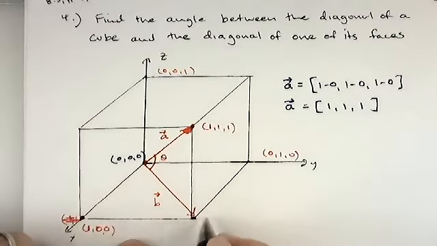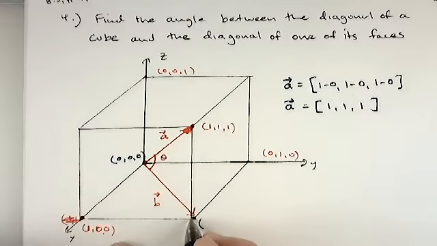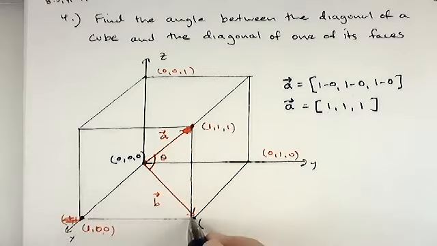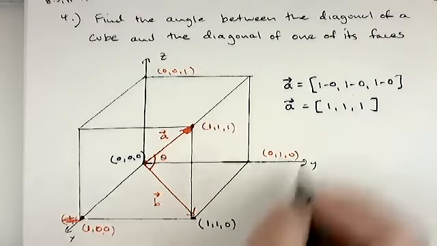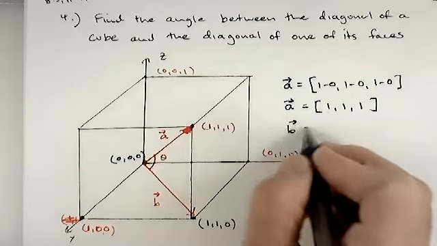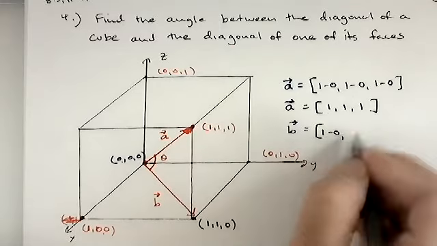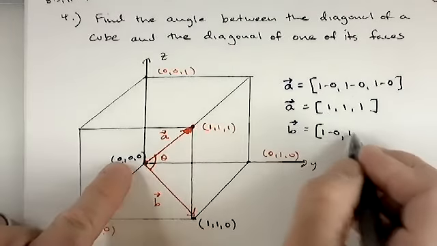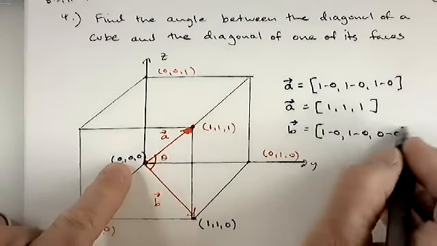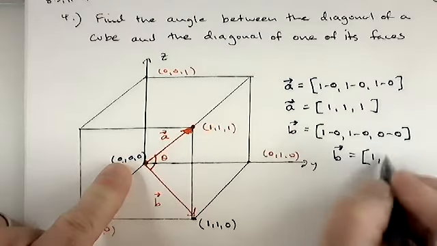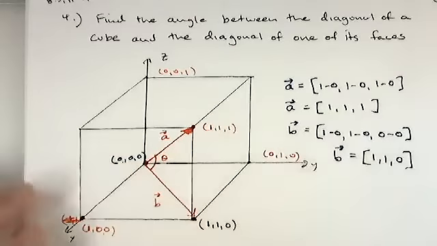Vector B, let's figure out this point right here. This is on the floor, so this would be 1 unit in the x direction, 1 unit in the y direction, but you're not going up. So this point would be 1, 1, 0, which means vector B, final minus initial, 1 minus 0, 1 minus 0, 0 minus 0. Vector B is 1, 1, 0.